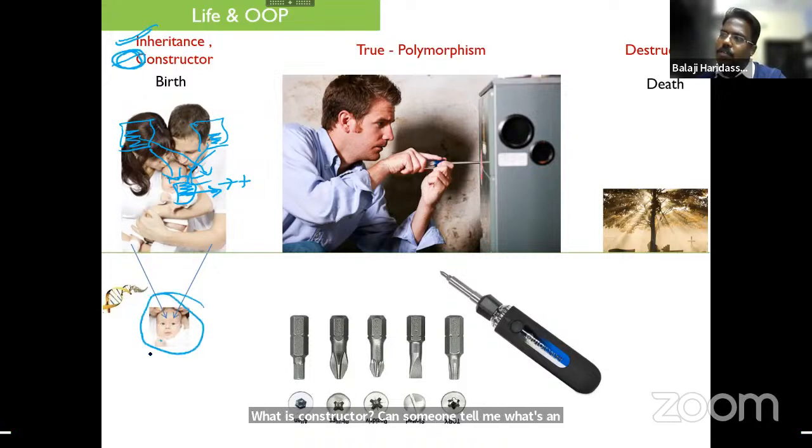In birth, this baby has some characteristics. Probably its height, weight, its color, eye color, the character, everything is set at the time of birth. At the same time, what is birth in a programming language? What is birth in a programming language? Anyone?